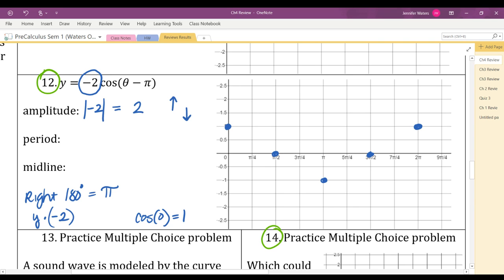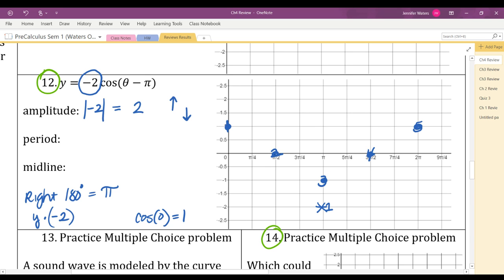So what I'm going to do here is look at each one of these points one at a time. So I'm going to label this 1, 2, 3, 4, and 5. And I'm going to start on point number 1. And I'm going to move right 180 degrees. So from 0 to pi, because it says move it right pi, and then multiply by -2. Well, right now I'm at positive 1. 1 times -2 gives me -2. So this is star 1. That's going to be my new first point.